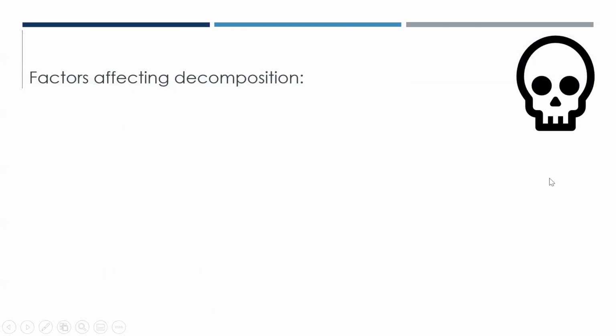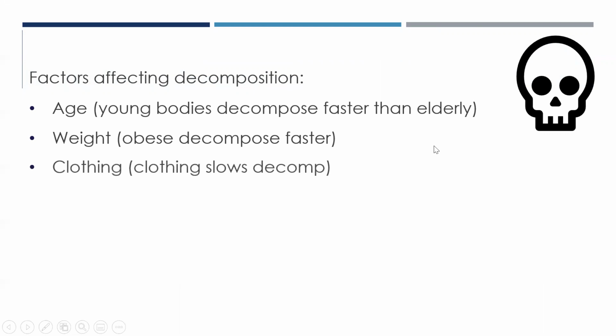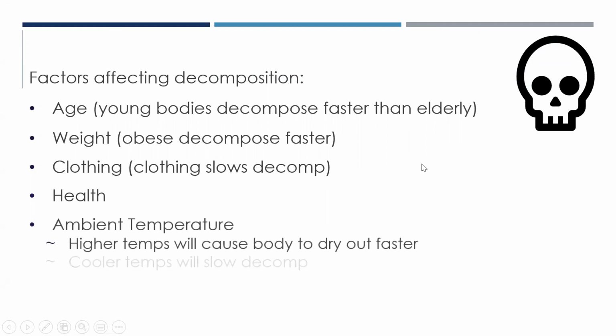Okay, so factors that can affect decomposition. There's many different factors, but the age of a person can affect decomp. Someone younger will actually decompose faster than an elderly person, which is usually opposite of what people think. Weight. More obese people or animals decompose faster. Clothing, if you're wrapped up in many layers or in fabric, that's going to slow down decomposition because less of your body is actually exposed to the elements. Health can affect the rate of decomposition, specifically diseases.